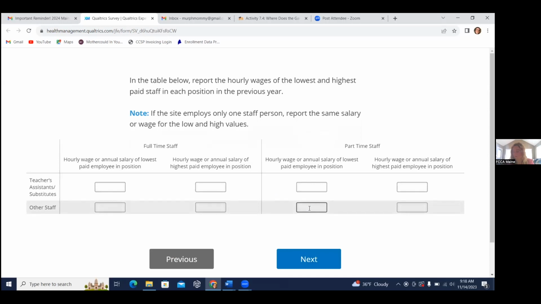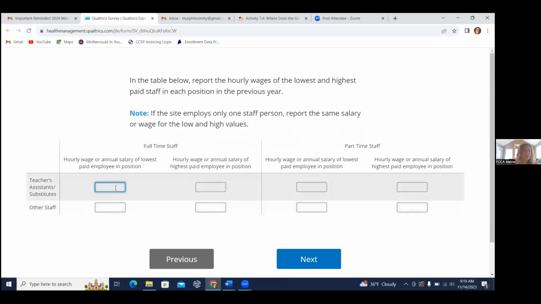So with the table below, now we're going to report the hourly wages of the lowest and highest paid staff. And I'm actually going to use the MRTQ career lattice for that. So for hourly wage of the lowest paid person, I'm going to write 16. Oh, this is full-time staff. I'm going to do 18, and we'll do part-time staff. We'll do 16.